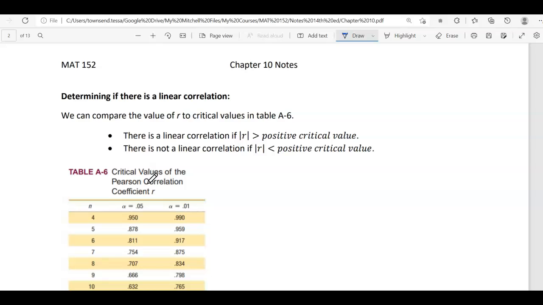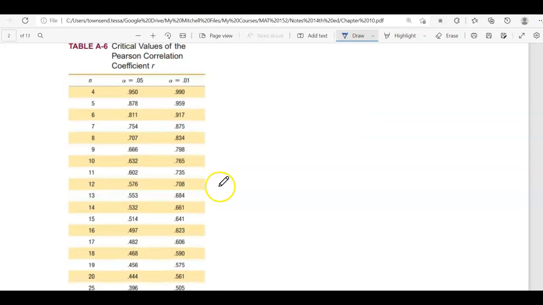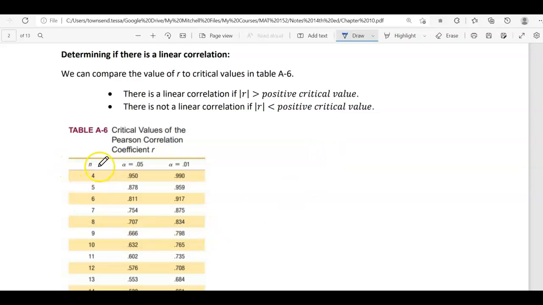So how do we know if there is a linear relationship? Well, what we're going to do is we're going to compare the R values to critical values. And we're going to use this table. This is in your textbook. It is based on what's going on with n and then what's going on with alpha. Now, in our textbook, if alpha is not listed, then they just assume we're going to use a 0.05 for our alpha value. Remember, this is the level of significance.